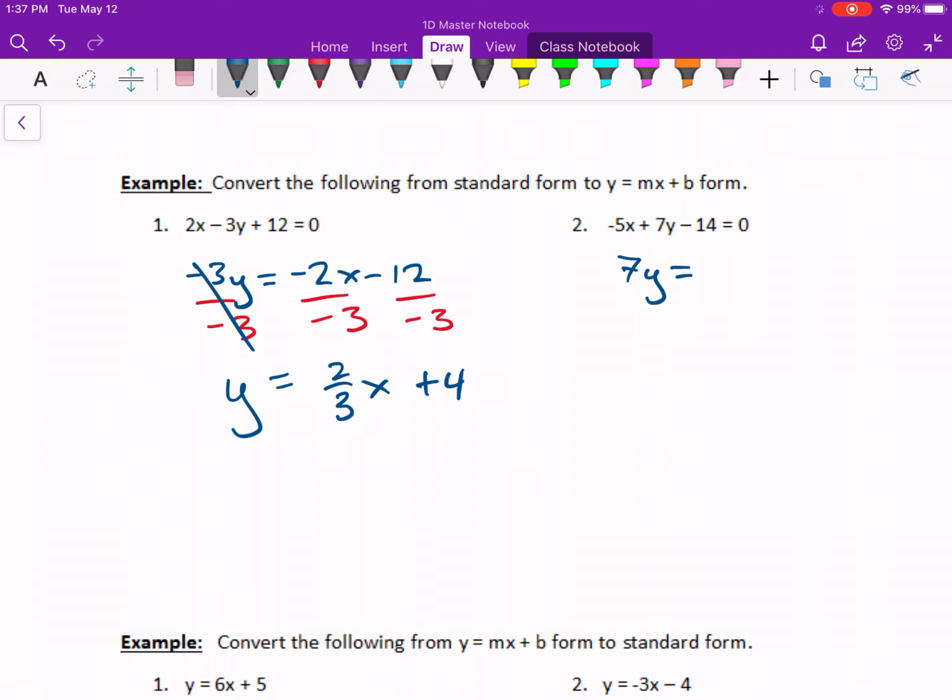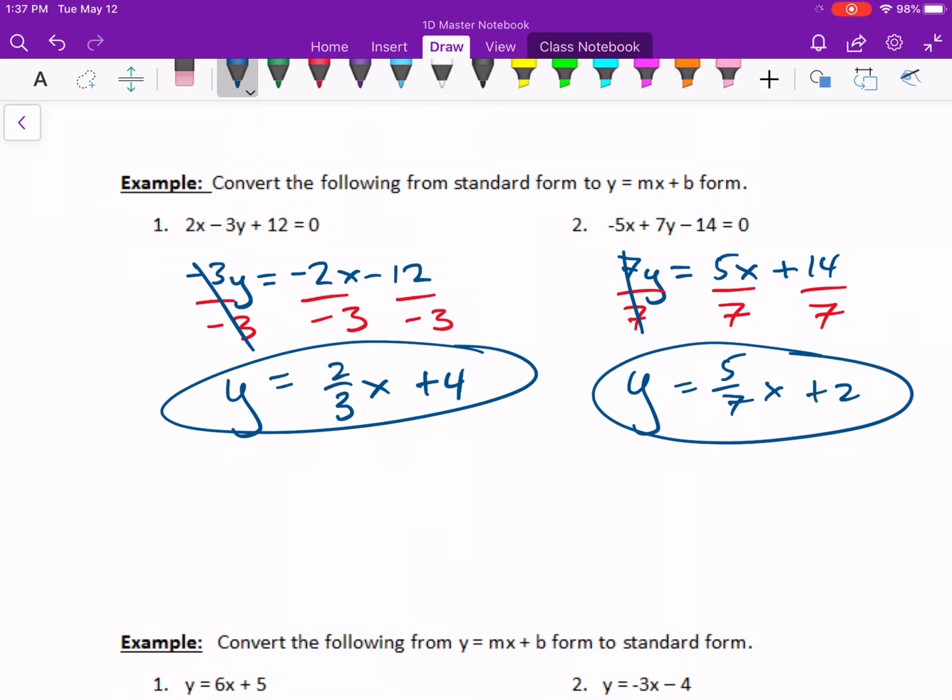7y, leave the y term where it is. Bring the 5x over, change the sign, bring the 14 over, change its sign, divide by 7. Oops, I was doing it a bit different before, so I'll carry on. Divide by 7 like this, cancels out, y equals 5/7 x plus 2. There's my answer for that one.